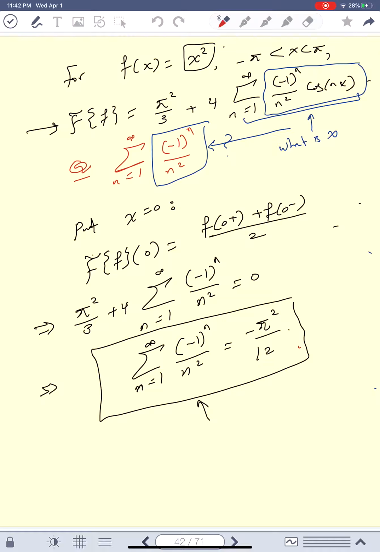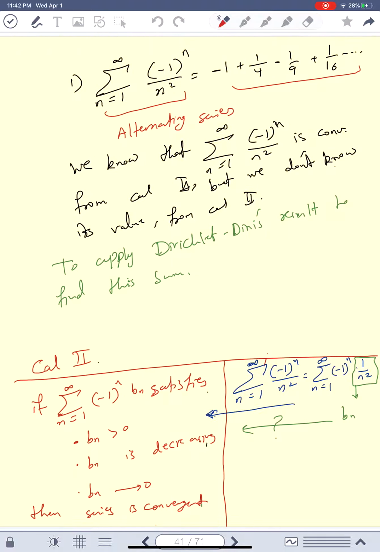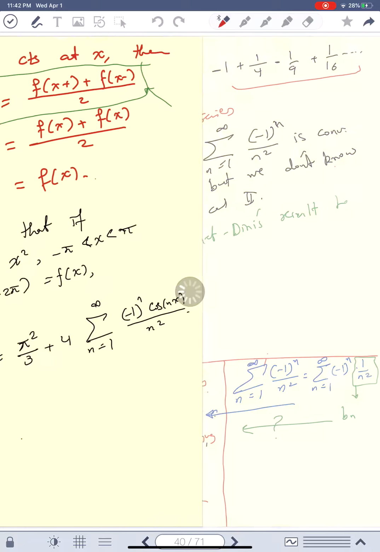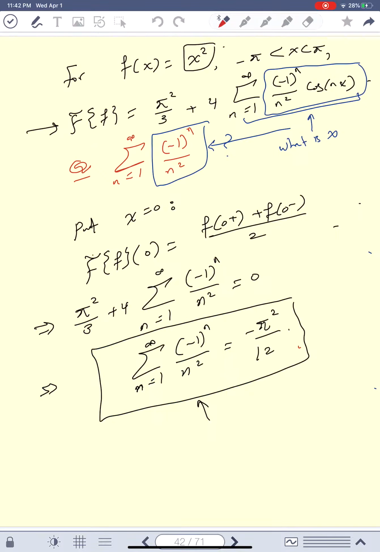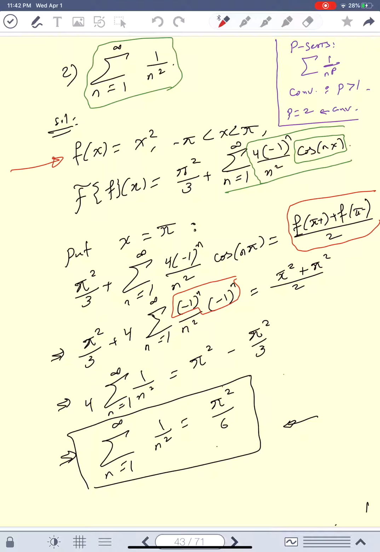Remember, this is our example here. So the function that we were dealing with is x squared. We wanted to apply the Dirichlet theorem, and after applying the Dirichlet theorem, we reached the sum of 1 over n squared is pi squared over 6. It was a very nice application of the Dirichlet theorem.